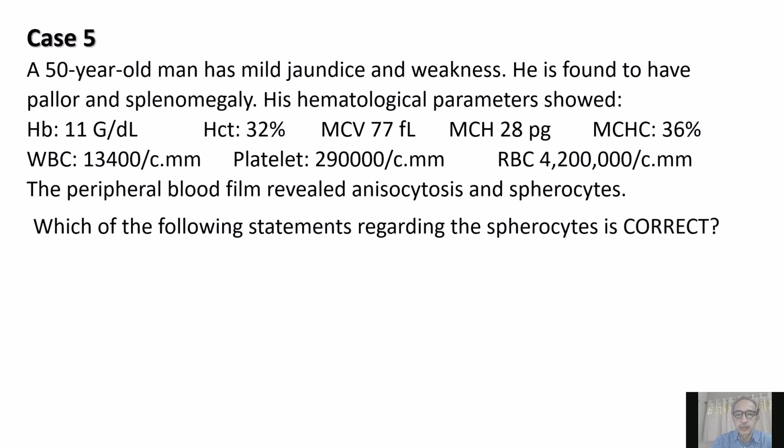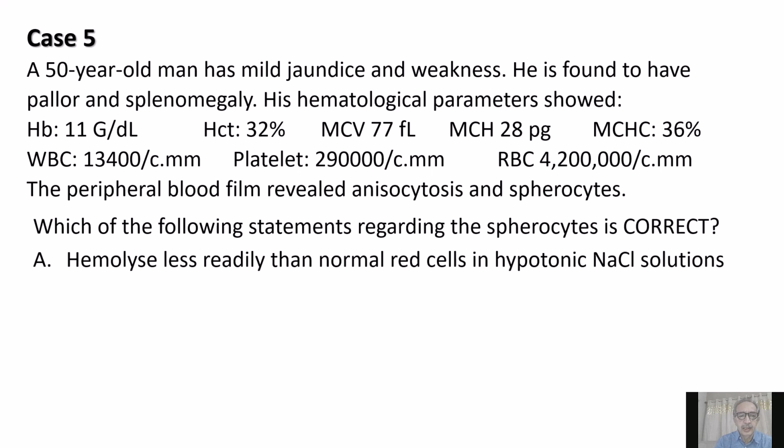The blood film shows anisocytosis. That means cells with different sizes and shapes. Poikilocytosis must be there. So blood counts are near normal except a little bit of fall in MCV. Borderline anemia. Reticulocyte count is not given here. Anyway, which of the following statements regarding spherocytes is correct?